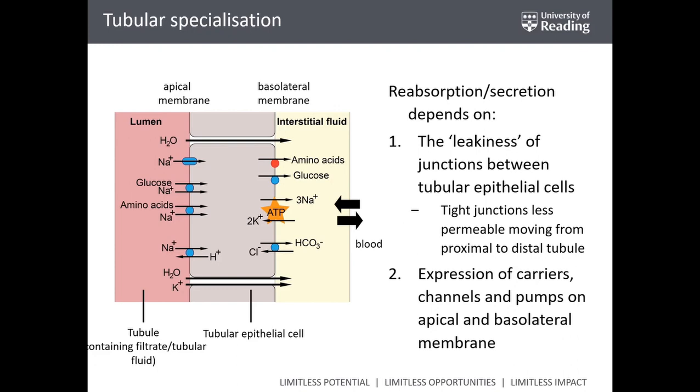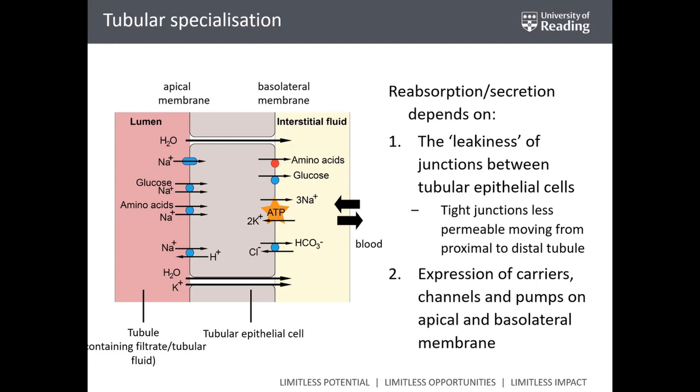So tight junctions are less permeable, and moving from the proximal to the distal tubule, the junction between cells becomes more tight. So in the proximal tubule, the junction between cells will be more loose, allowing the passage of more water. And then the more we move towards the distal tubule, the tighter the junction between cells becomes.